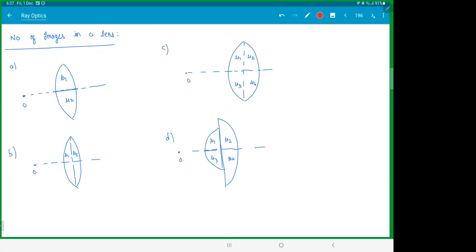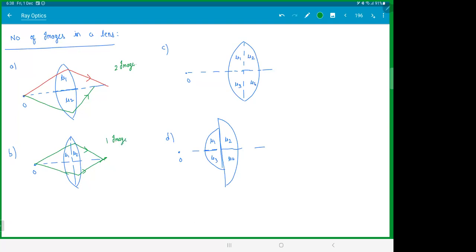Look at the first one. Light ray goes here, comes here. Light ray goes here, comes here. So two images. What about this one? Even though there are two here, if you see the light ray is going through mu1, mu2 only. The light ray is still going through the same medium, so one image only.